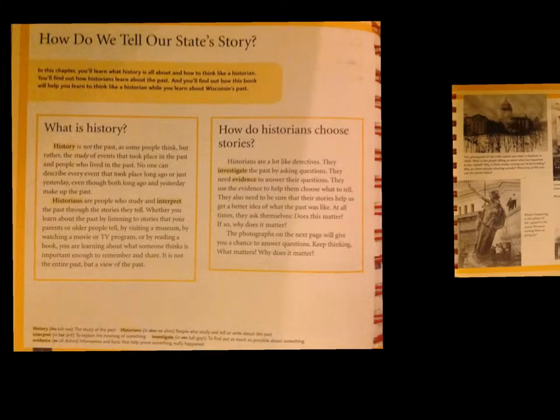The box on the right says, how do historians choose stories? Historians are a lot like detectives. They investigate the past by asking questions. They need evidence to answer their questions. They use the evidence to help them choose what to tell. They also need to be sure that their story helps us get a better idea of what the past was like. At all times, they ask themselves, does this matter? If so, why does this matter? The photographs on the next page will give you a chance to answer questions. Keep thinking, what matters? Why does it matter?